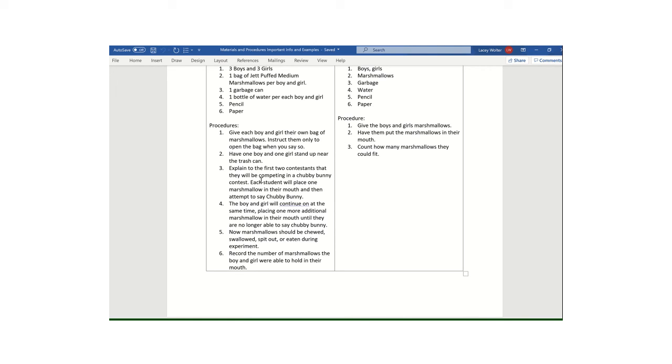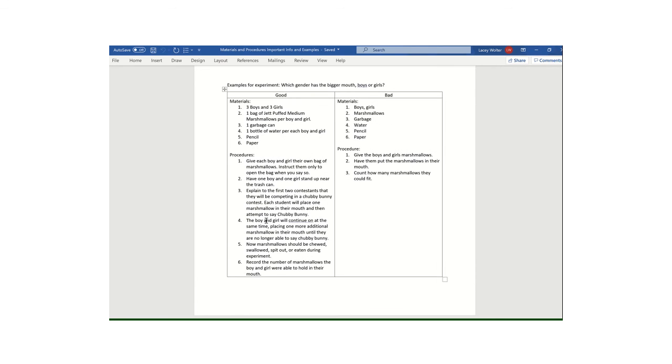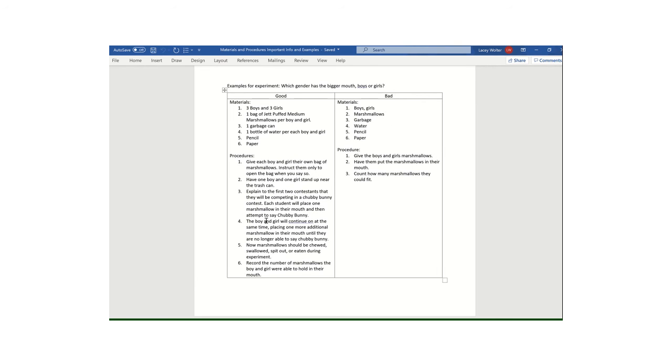You can pause the rest of it to see a good example versus a bad example. I'll zoom out here so you can kind of see the whole thing. But make sure that you are specific, it is numbered, and you don't leave anything up to question. This is what your step number 4 should look like. This is what an A looks like for your procedures.